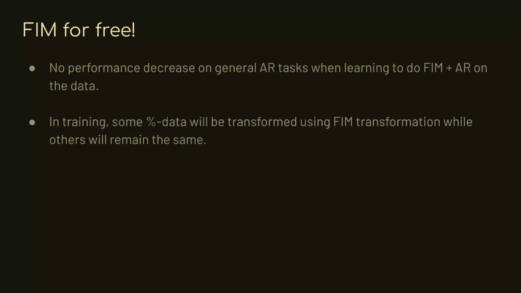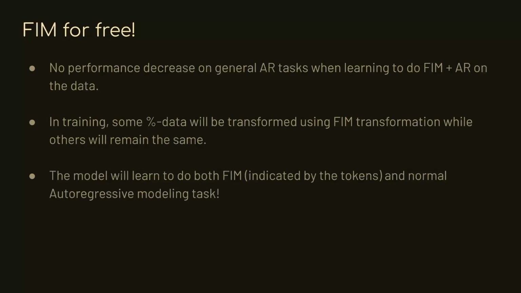So in training, some data percentage will be transformed using the FIM transformation. I'm not trying to oversimplify this. There's not much code for it on the internet anyway. I'm trying to add one, and the only code base that there is does exactly that. They're just using np.binomial. So some percent of the data will be FIM transformed, the others will not be. And the model will learn to do both the fill in the middle thing and normal autoregressive modeling. This is why they call it FIM for free, because the model is still doing what it was supposed to do, basic text generation, next token generation. But now it's also doing the fill in the middle thing, which is very important when you're dealing with code tasks and code generation. So you're essentially learning the FIM skill for free. That's why it's called the FIM for free property.